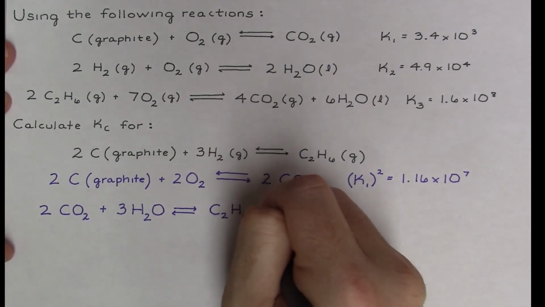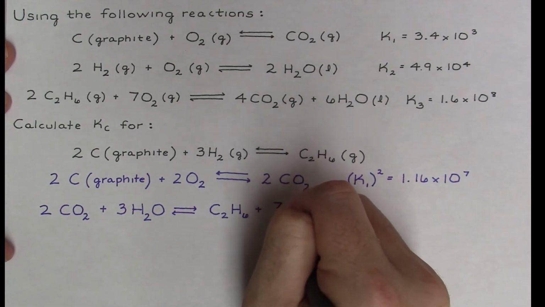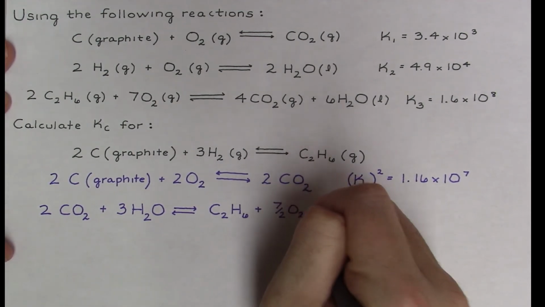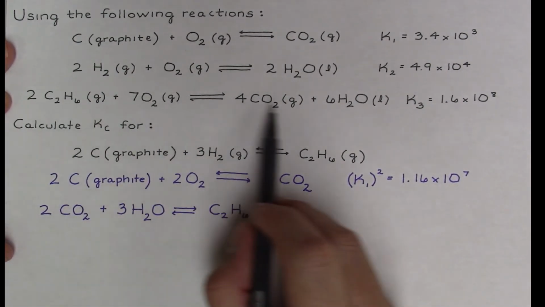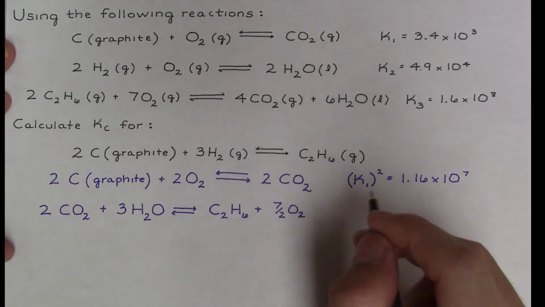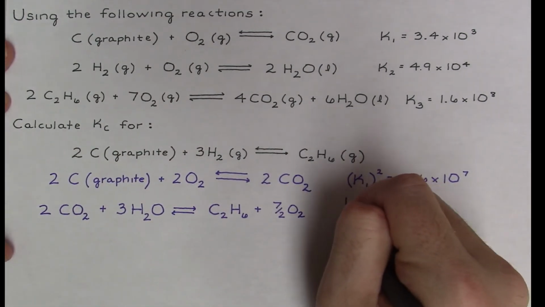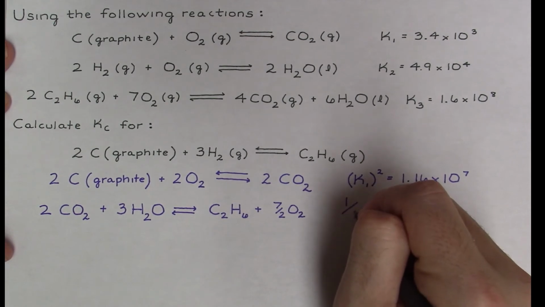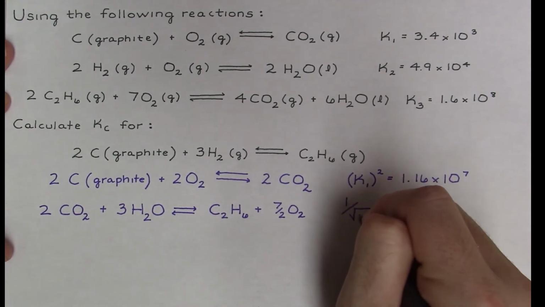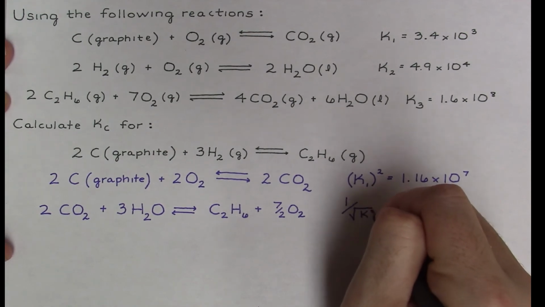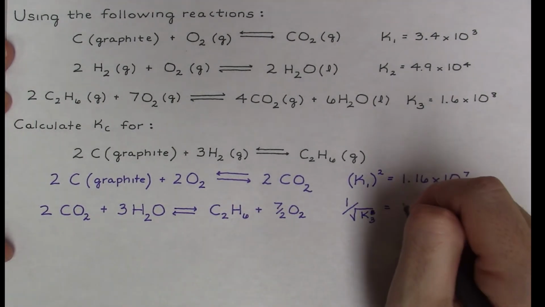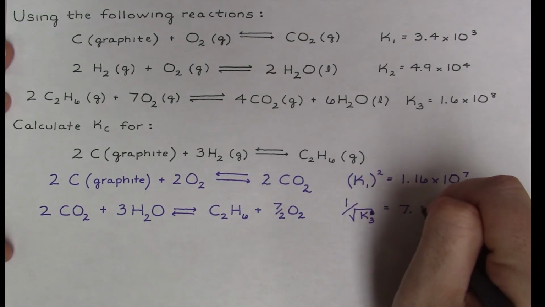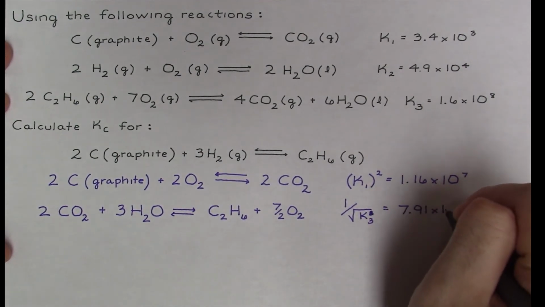and 7/2 O2. So I'll take my 7, divide it by 2, so I will get 7/2 or 3.5. So this means that when I flip this reaction and divide it by 2, I need to do the inverse, the 1 over, and I must also take it to the 1/2 power, which in this case is going to be the square root. So I will get 1 over the square root of K3 for this value. That produces a number of 7.91 times 10 to the minus 5th.